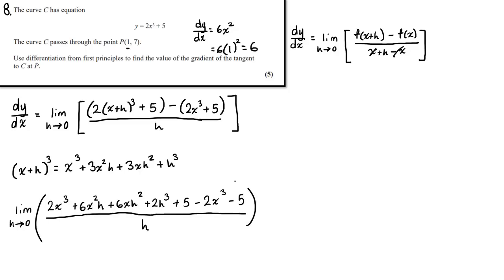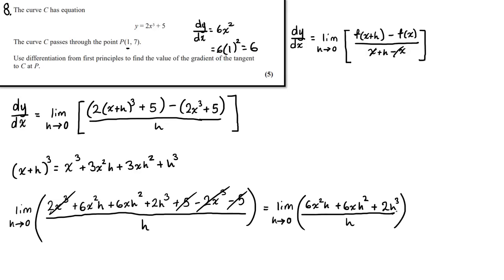Okay. So here, if we simplify the numerator first, I've got 2x cubed here and a minus 2x cubed here, so they cancel. We've got plus 5 here and minus 5 here. And from that point, I'm pretty sure nothing else cancels. No, perfect. So what we've got then is the limit as h tends to 0 of 6x squared h, 6x h squared, and then finally 2h cubed, and this is all over h.